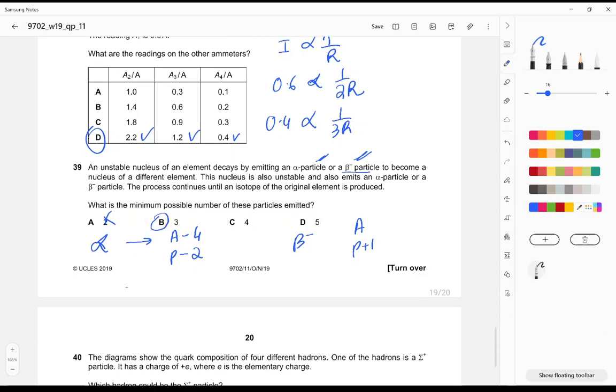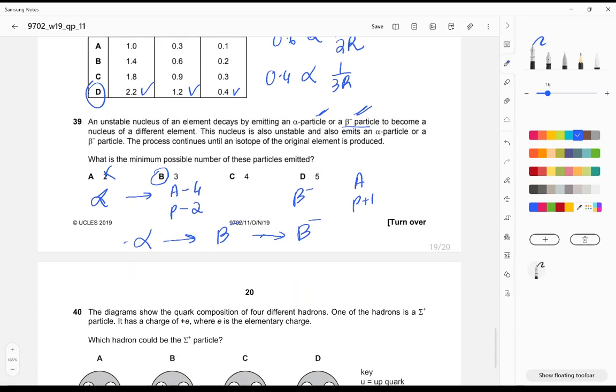The way is going to be like this. First alpha, followed by 2 beta negatives. If this route is followed, we will arrive at the same element, at least the bottom number, which is the number of protons, will still remain the same. The atomic number won't change this way. You can verify it yourself.